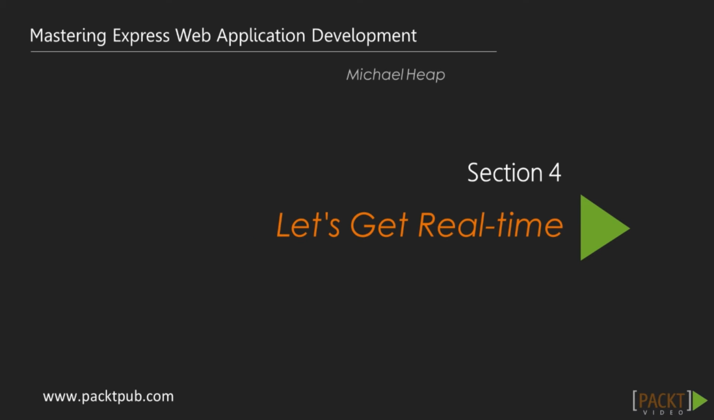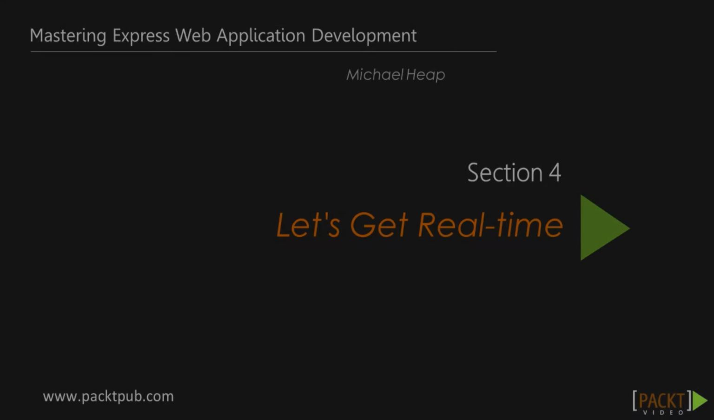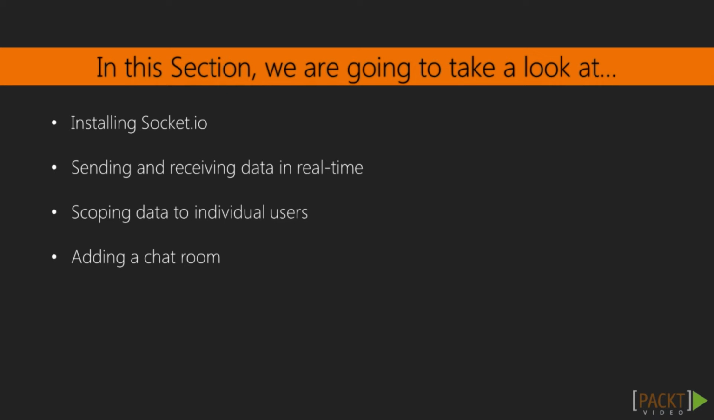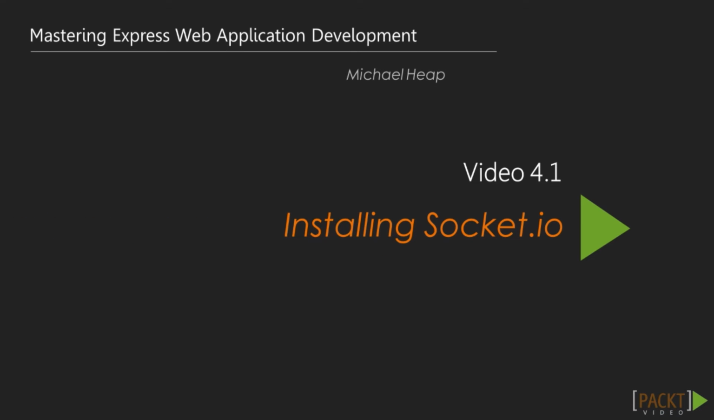Welcome back. Hopefully, you've been playing around with Mocha, seeing what else you can write tests for, since we covered that in the last video. In this section, we'll learn how to install Socket.IO. It is a JavaScript library for real-time web applications, handling data in real time for our application, scoping data to individual users. We'll build a basic chat system for our users, adding onto the chat system and making it a public chat room. In this video, we're going to be installing Socket.IO.